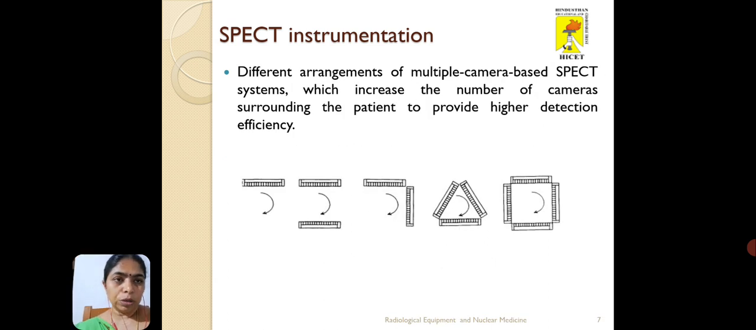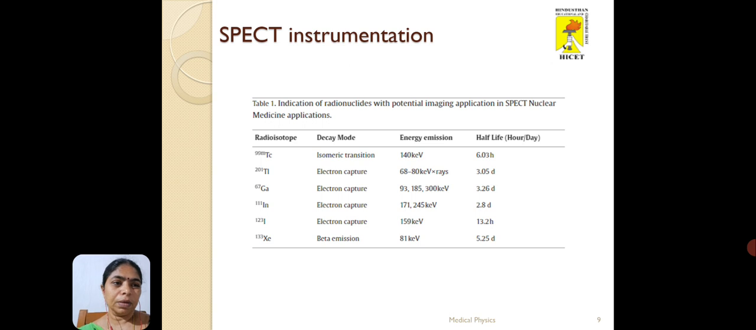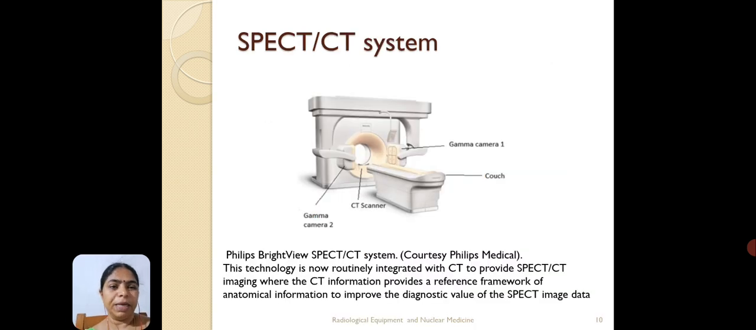Some SPECT systems can also use multiple cameras. Multiple camera heads are available. For example, in dual head systems, 2 camera heads opposed by 180 degrees are used, and the acquisition time is reduced by half with no loss in sensitivity. Similarly, a triple head SPECT system can be used, which further improves the sensitivity, and if we increase to 4 head cameras, we can further increase the sensitivity. So this is all about a SPECT system.